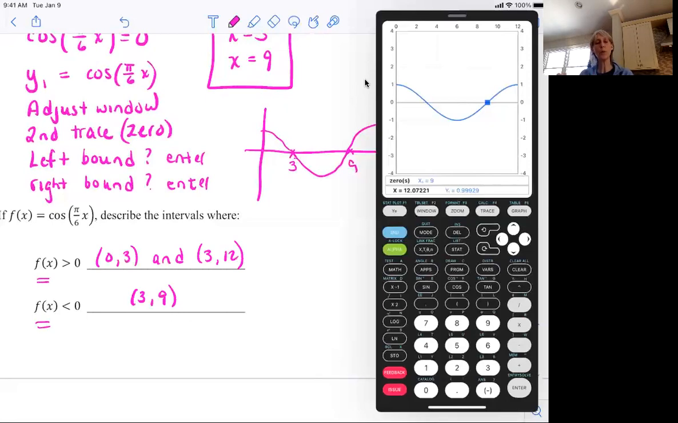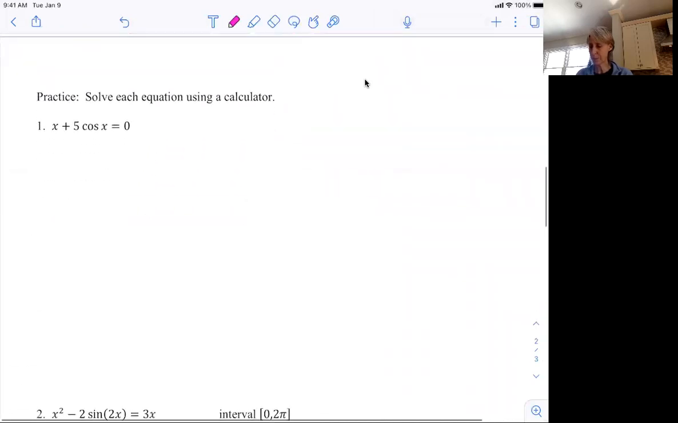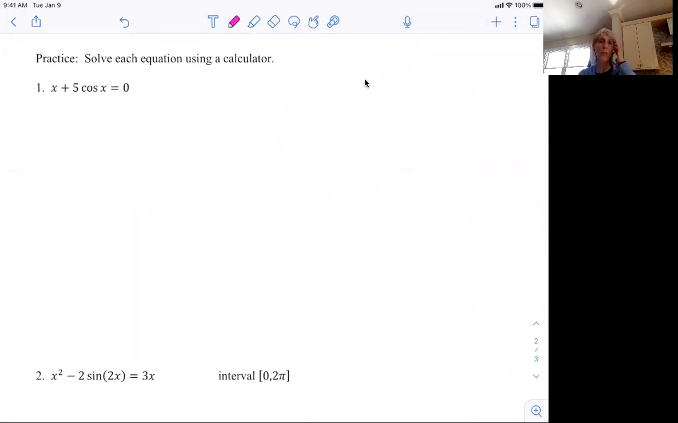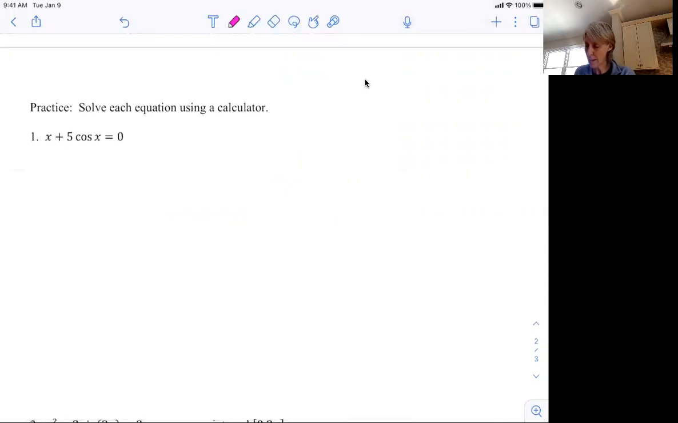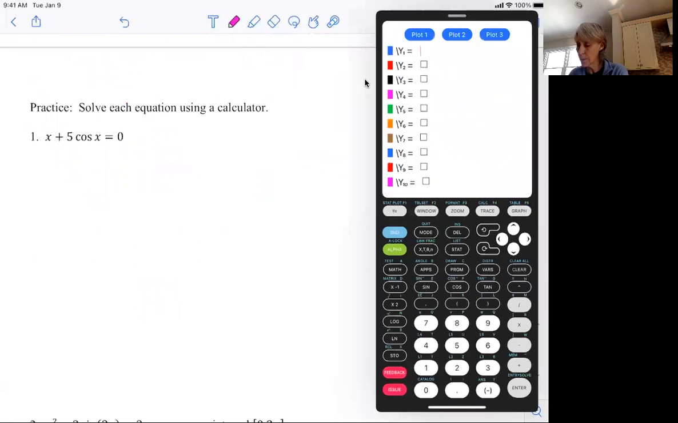Okay. So sometimes when I give you a calculator problem, just for you to get used to what's going to happen in calculus, I may also add in something of this nature. Now we're just going to solve each equation using a calculator. So I have x plus 5 cosine x equals 0. My calculator is already in radian mode, so I'm just going to plug in the equation. X plus 5 cos x. This is what's going to go into y1. And I'm setting it equal to 0, so I'm going to graph it.